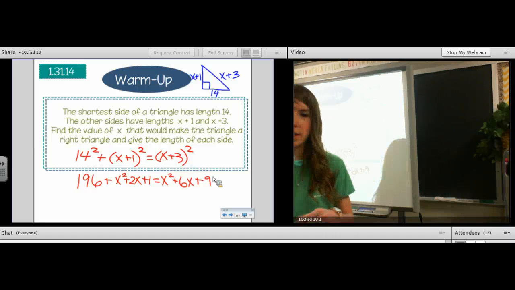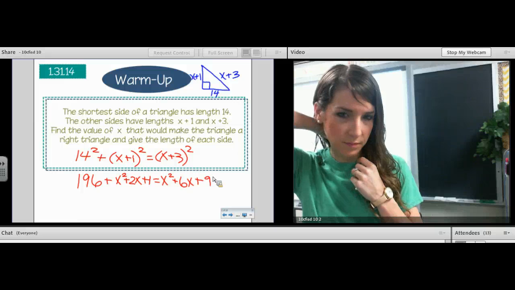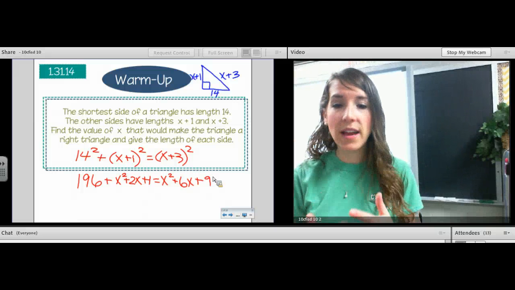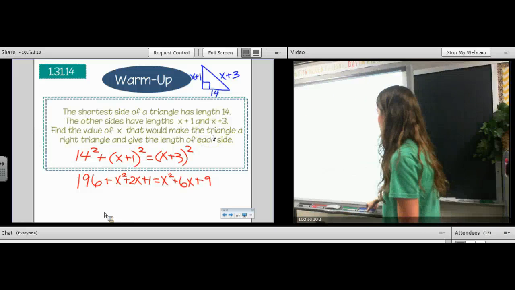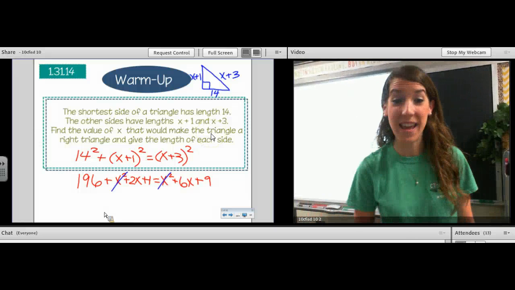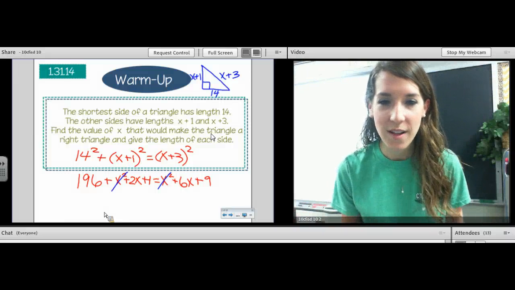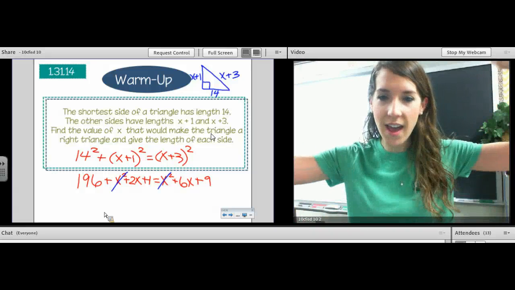Let you digest that for a second unless you already got it perfectly correct. The great news about this is we've got an x squared on the right, and we've got an x squared on the left. And the great news is those cancel. So when they cancel, that means we no longer have to factor. Factoring is off the table. Yay!